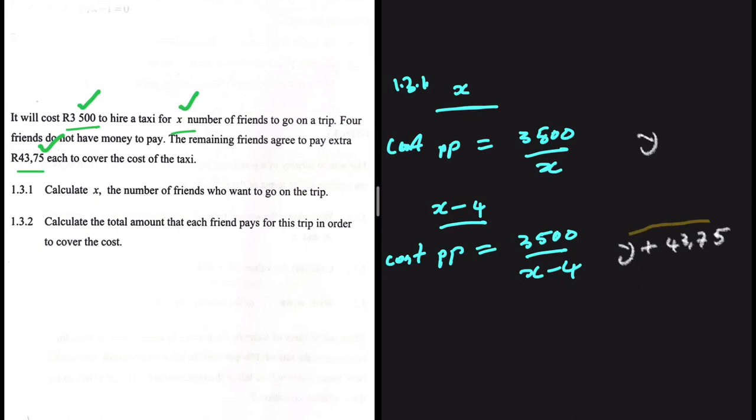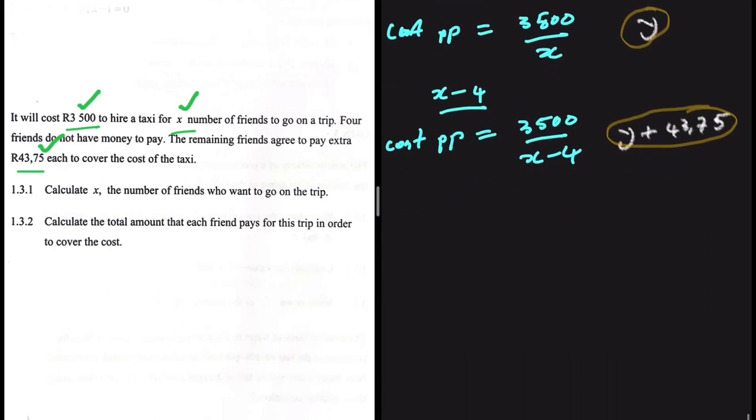The money X minus 4 friends pay minus the money X friends pay must be equal to 43.75. That is to say that 3,500 divided by X minus 4 minus 3,500 divided by X should be equal to 43.75. Let's go ahead and find the value of X.